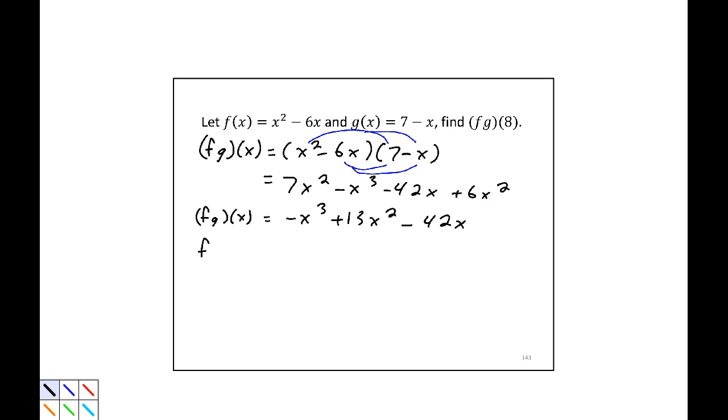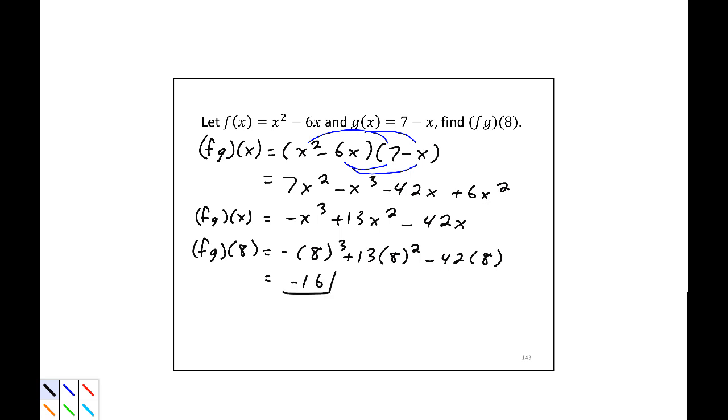To find (fg)(8), I'll replace x with 8. So negative, parentheses, 8³, plus 13 times 8², minus 42 times 8. Now I'm going to put that in a calculator and do that all in one step. -8³ + 13 times 8² - 42 times 8 is -16. So that is my answer for that. Find (fg)(8).